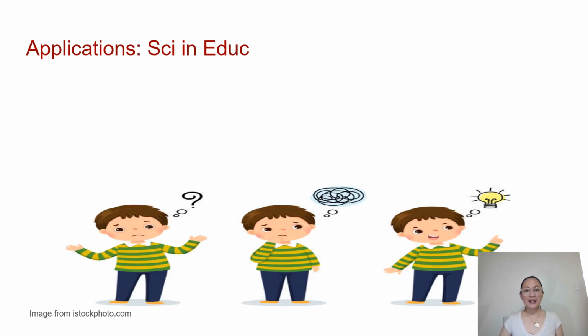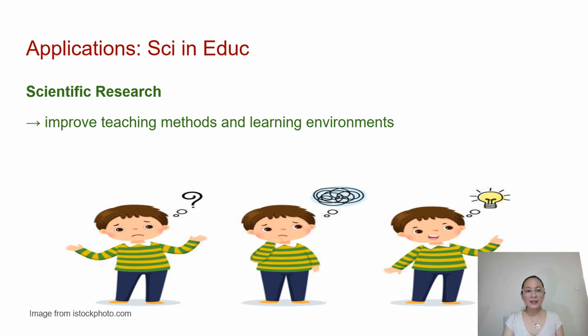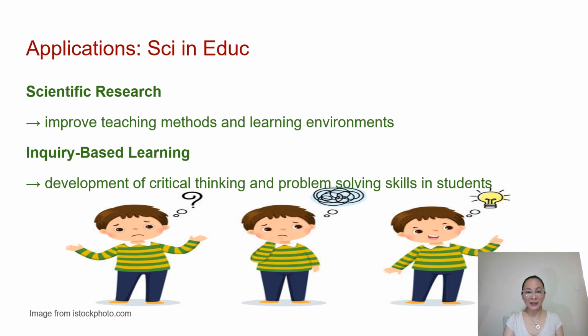How do we apply science in education? Science focuses more on shaping educational content and methods through research and theories. So think about learning pedagogies and learning psychology. Scientific research helps improve teaching methods and learning environments. Inquiry-based learning also helps the development of critical thinking and problem-solving skills in students.